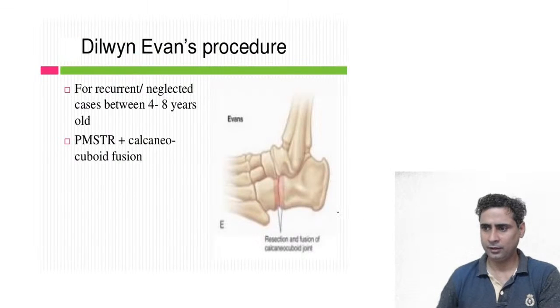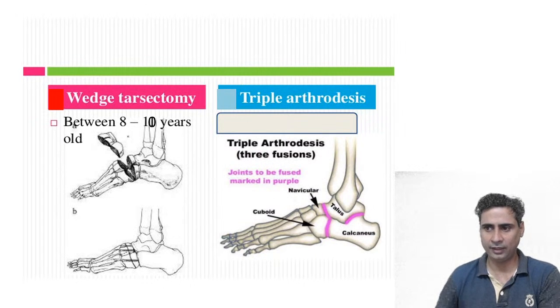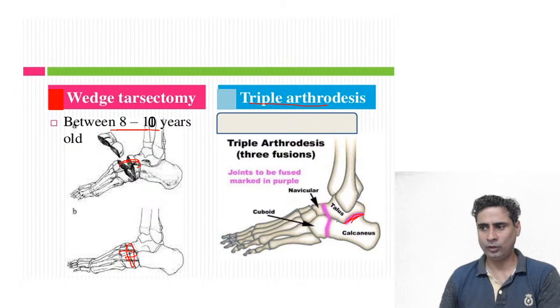So here are the figures. This is Dillwyn-Evans procedure, where we take out wedge at calcaneo-cuboid joint and we correct the deformity and fuse that calcaneo-cuboid joint. Wedge tarsectomy, between 8 to 10 years, we take out superolateral wedge from the tarsal bone and we correct the deformity and we fuse it. After 10 years, triple arthrodesis, we fuse 3 joints: subtalar joint, that is talocalcaneal, talonavicular, and calcaneo-cuboid joint.